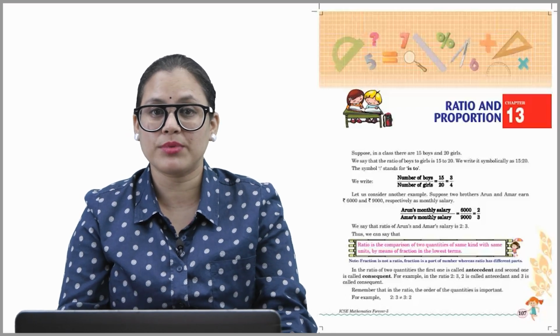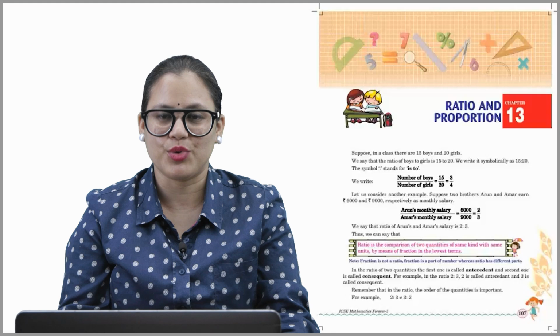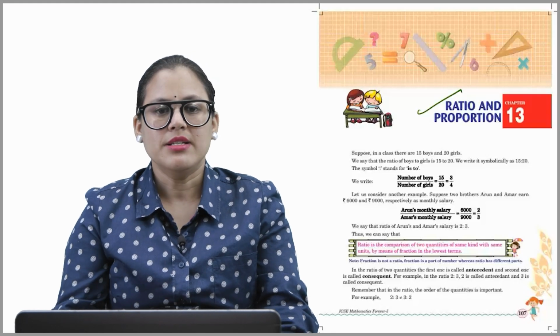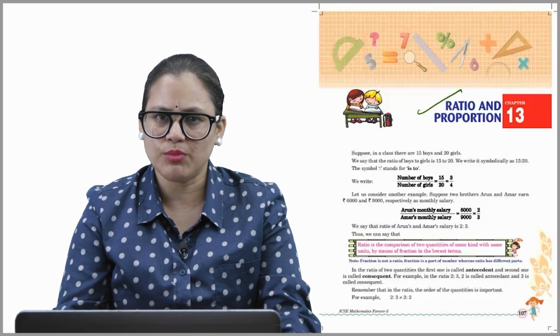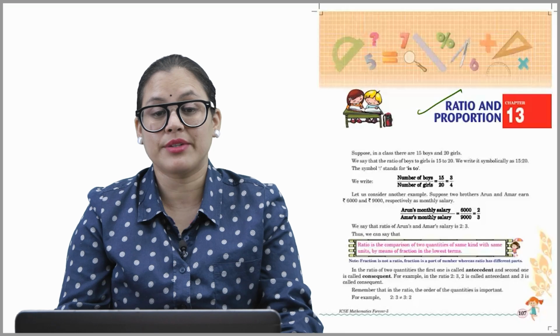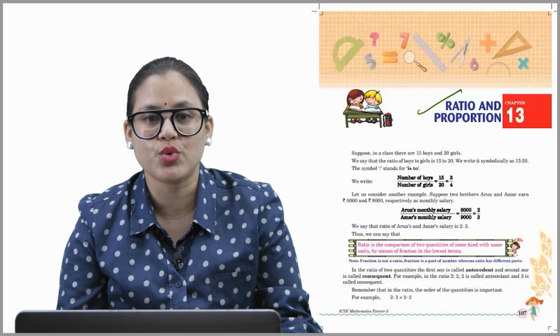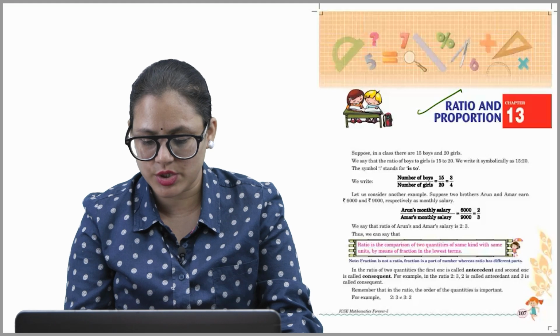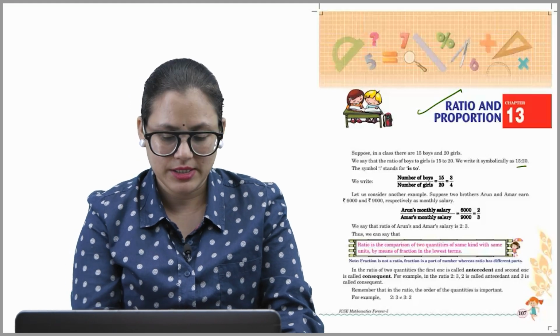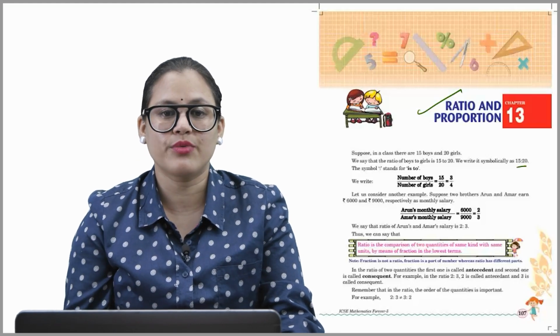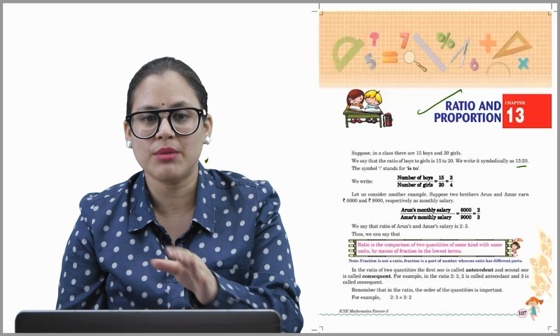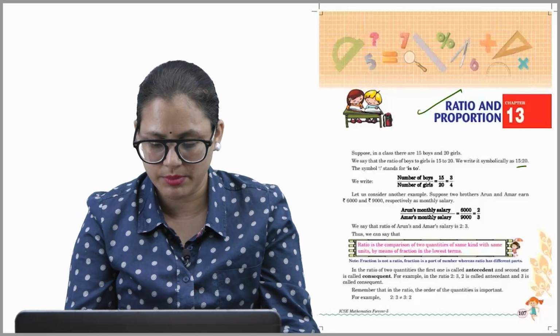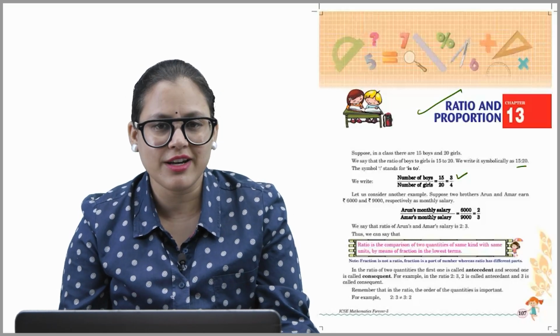Let's start today's chapter, ratio and proportion. Suppose in a class there are 15 boys and 20 girls. We say that the ratio of boys to girls is 15 to 20. We write it symbolically as 15:20. The symbol stands for "is to". So we write number of boys upon number of girls, so 3/4 we get. Now let us consider another example.